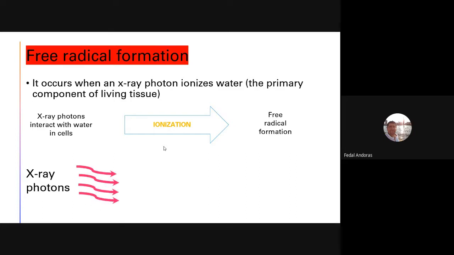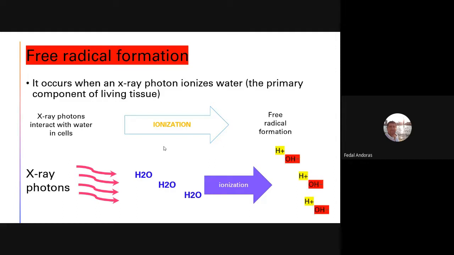X-ray photons hitting the body, hitting water molecules, ionization will happen, and this water molecule will break down to its base atoms, hydrogen and hydroxyl. Hydrogen is positive charge and the other one is negative. So water is stable, but hydrogen and hydroxyl are unstable. And this is the ionization. So here, the hydroxyl is a free radical, and it's very active.